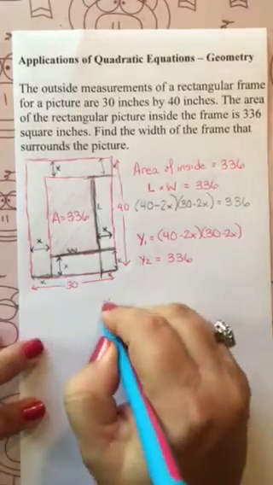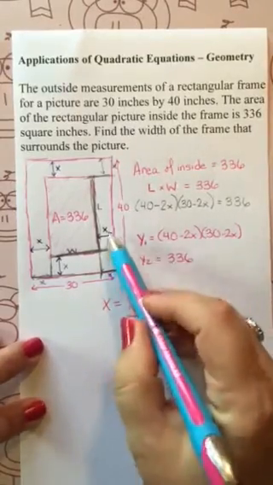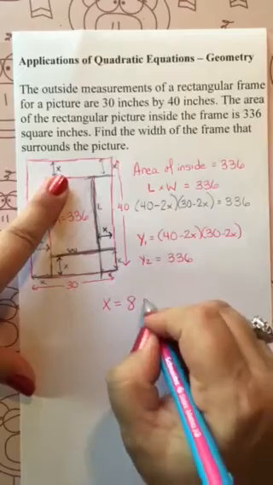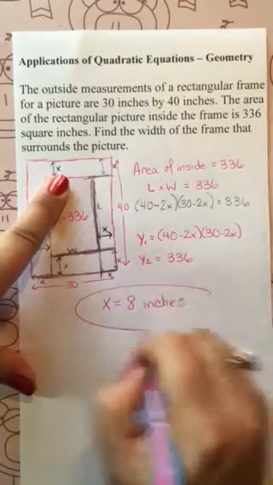All right, so let's see what we found. X equals 8. X was the width of the frame, so x equals 8 inches.